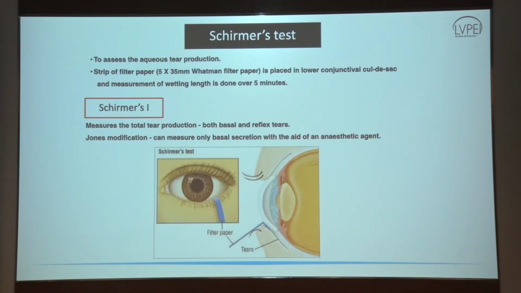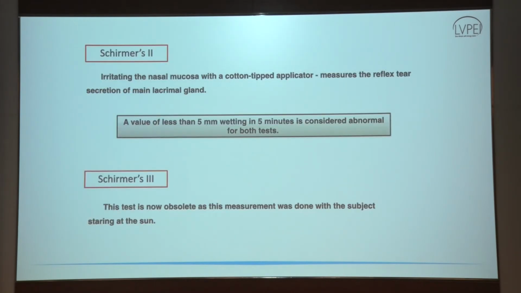Then coming to Schirmer's, Schirmer's test is mainly for your aqueous component of the tear film, whether the aqueous component is being produced or not. A strip of filter paper is placed in the lower conjunctival cul-de-sac, and then you look at the wetting over 5 minutes. Schirmer's 1 measures your basal as well as reflex secretions. In Schirmer's 2, you irritate the nasal mucosa with a cotton-tipped applicator and measure the reflex secretion. And Schirmer's 3 is now obsolete, but it was when the subject was asked to stare at the sun.